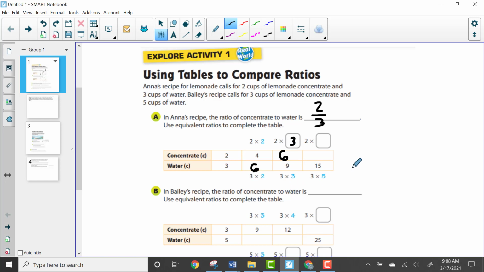Now for the final one, we have 15 here. For the water, think about what happens to 3 in order to get it to 15. You multiply by 5, and therefore you're going to multiply that 2 times 5, and that's going to give us 10. And what we're doing here is gathering all this data in order to answer some of these problems later on with this problem.